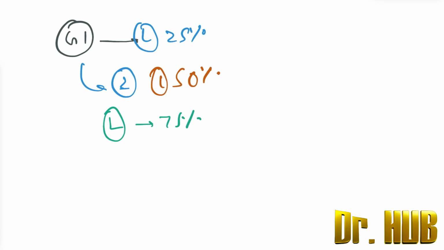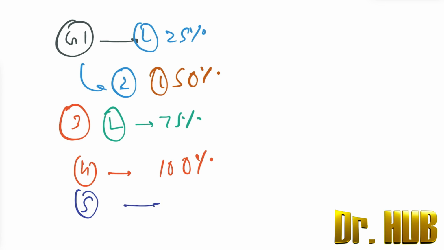So this is grade 3, the lateral 75%, and grade 4 will be the lateral 100%. Then we look at grade 5. Grade 5 is nothing but the fusion of the ileum.